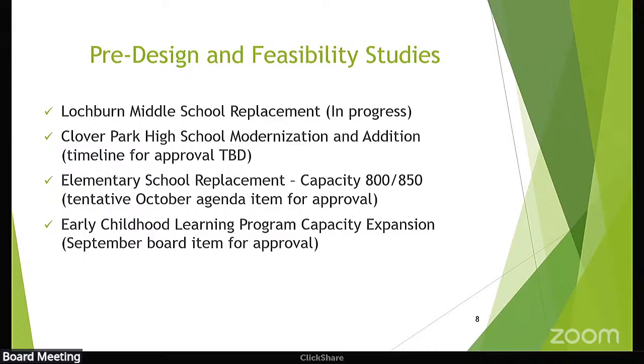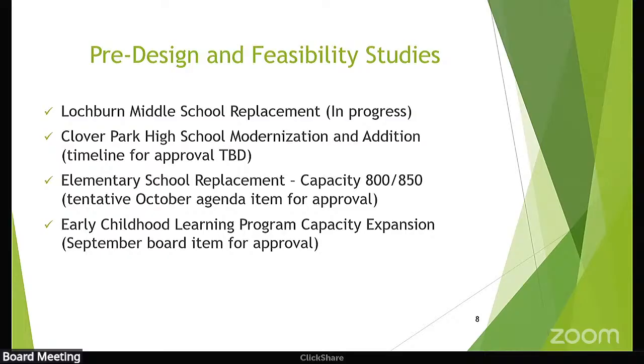And the next one that we're looking at is a pre-design for Clover Park High School. We're still working out the dates, as I said earlier, on when we might be able to bring something on that. We've also started the pre-design feasibility for Lockburn Middle School, which I talked about. We engaged the architect that did Thomas Middle School to start that work because they know our middle school specs and standards, since they just built a school for us.